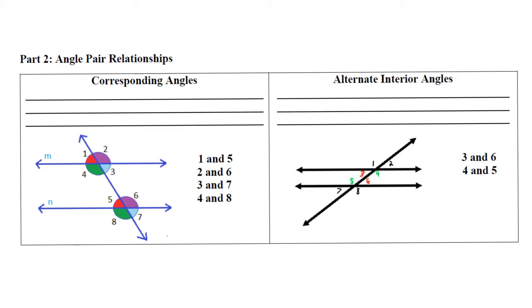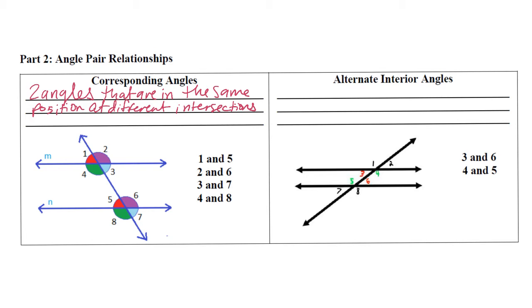So corresponding angles are two angles that are in the same position at different intersections. So you'll see they're listed here. 1 and 5 are corresponding, 2 and 6 are corresponding, 3 and 7 are corresponding, and 4 and 8 are corresponding. They're also color-coded to match.